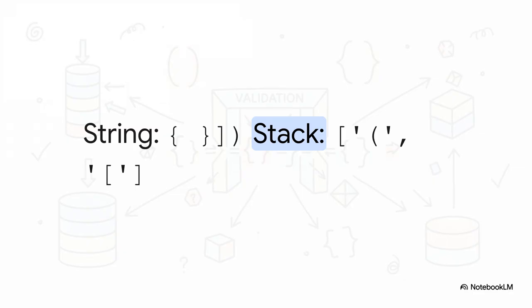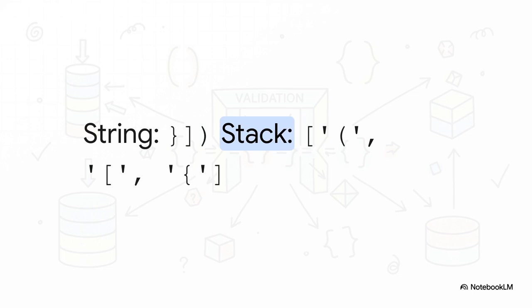Next up, an opening square bracket. It's another opener, so we follow the same rule, push it right on top of the stack. See how the parenthesis is now sitting underneath it? The stack is perfectly keeping track of our nesting order. And one more, an opening curly brace. Again, we push it onto the stack. Our stack is growing, perfectly recording how deep we're nested.